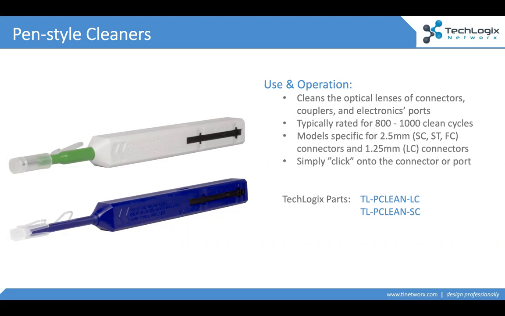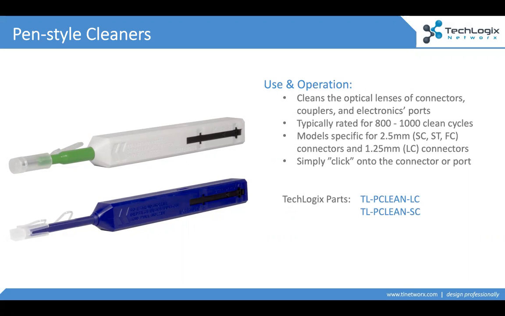What a pen style cleaner does is clean the optical lenses on your equipment. They're incredibly cost effective. In the US, you're around $65 per cleaner, and you get anywhere from 800 to 1,000 clean cycles from them. And it's amazing because of the loss. Remember, we were talking about the link budget and the actual loss that you'll experience on a cable.